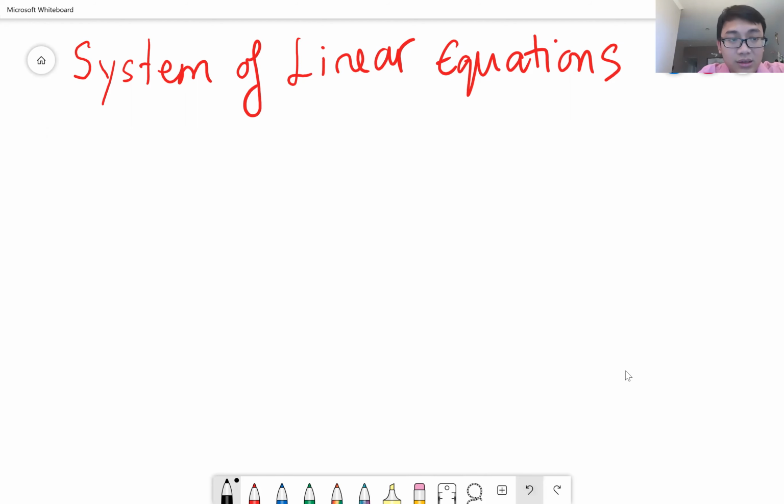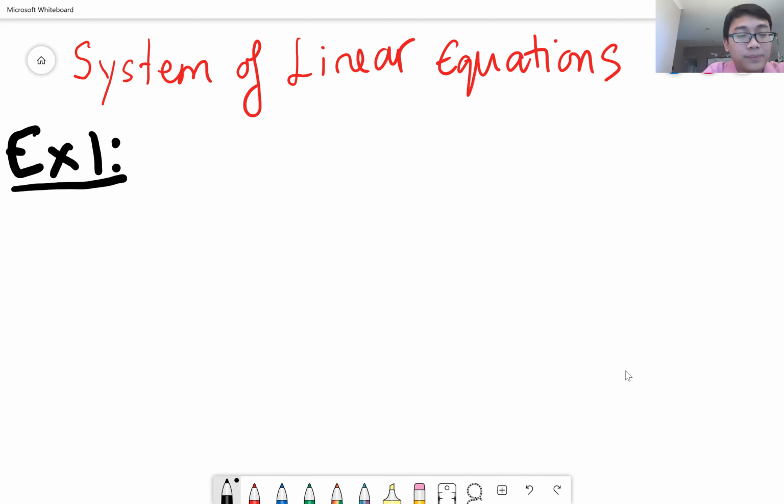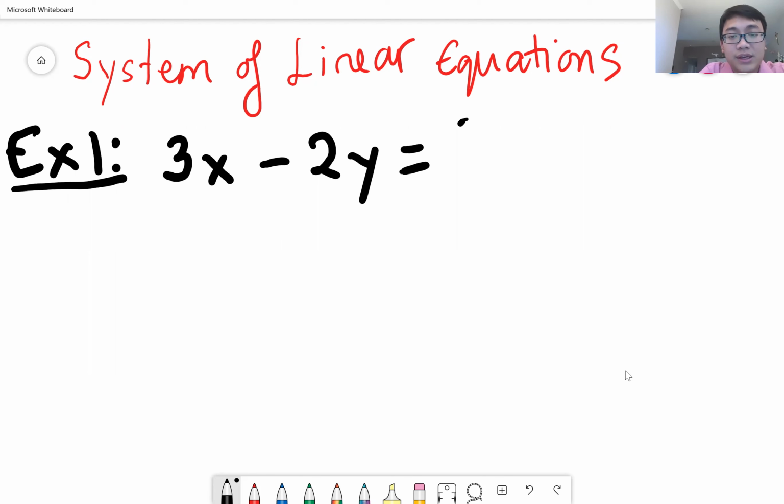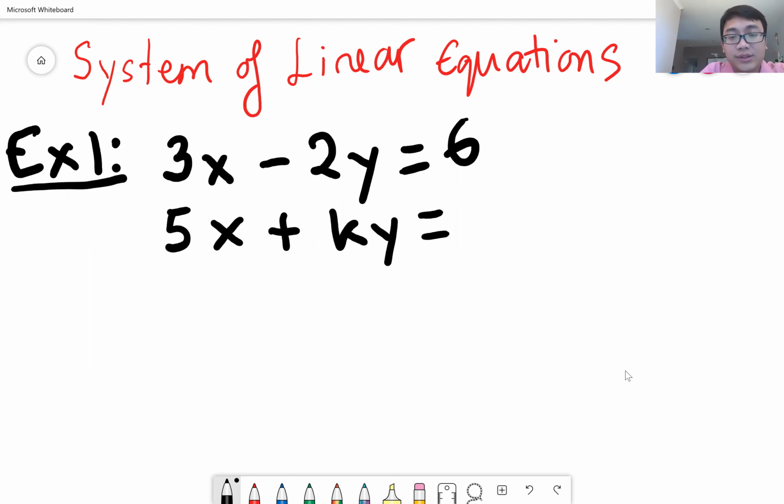Okay, so example one. Let's look at this system of equations real fast: 3x minus 2y equals 6, and 5x plus ky equals 7.